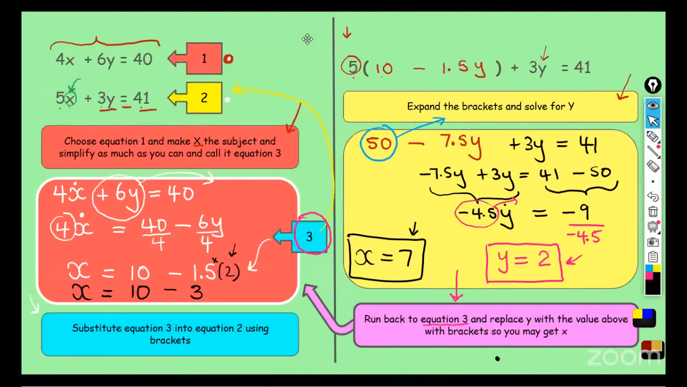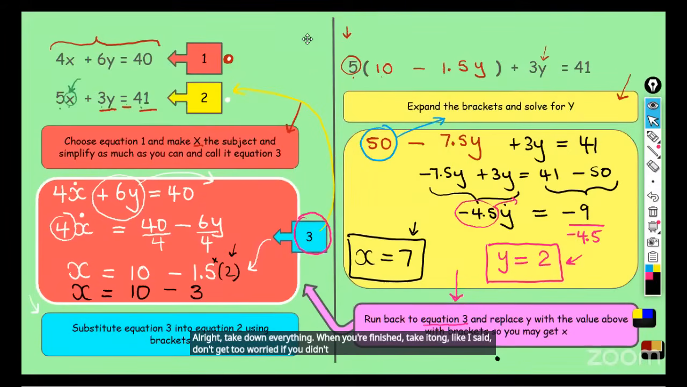All right. Take down everything. When you finish, take it down. Like I said, don't get too worried if you didn't understand everything, right? We have plenty examples there. Plus, we have the Saturday class to fill in any blanks with the algebra. Raise your hands when you finish there, guys.